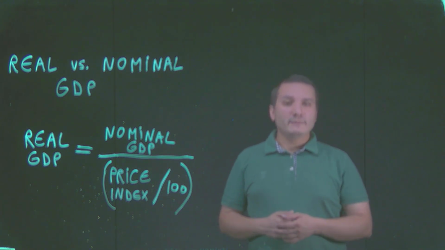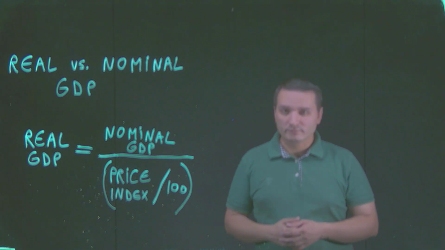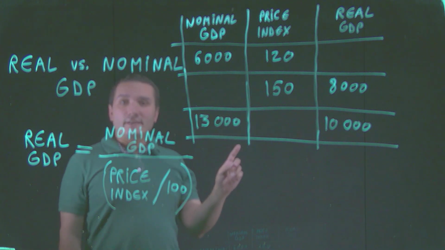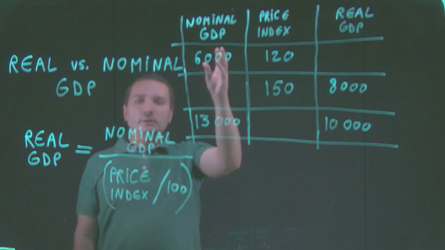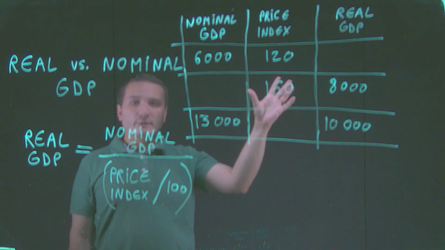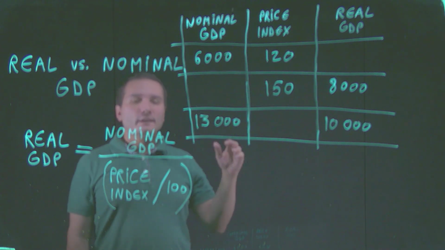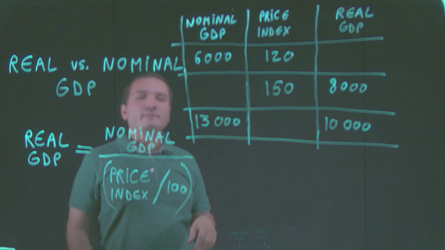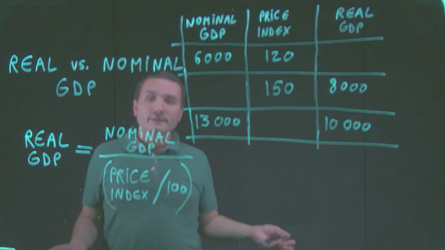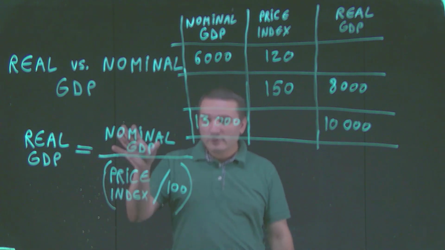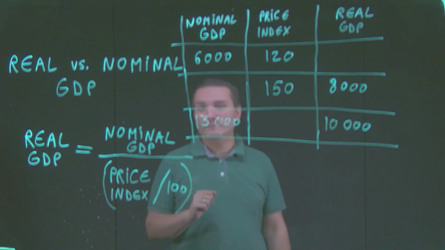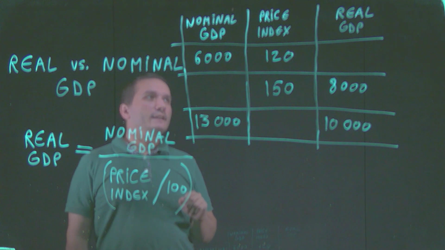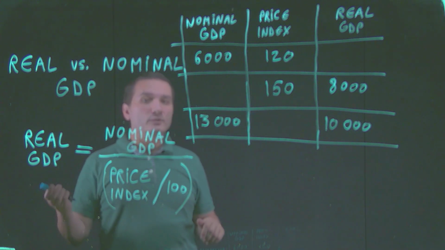Let me give you some examples in the form of a table. Here we go. There is a table. As I said, between these three things, nominal GDP, price index, and real GDP, if you know two of them, you can calculate the third. So here I have examples. Each row is a separate example, where we know two of these things, and we can apply this formula right here to calculate the third one. So let's go through them. First example is very straightforward. We know nominal GDP, and we know the price index. And the question is, what is real GDP?